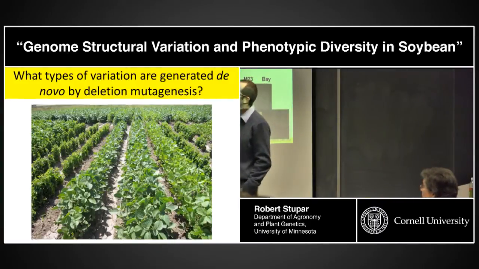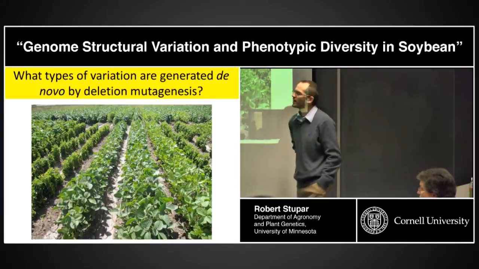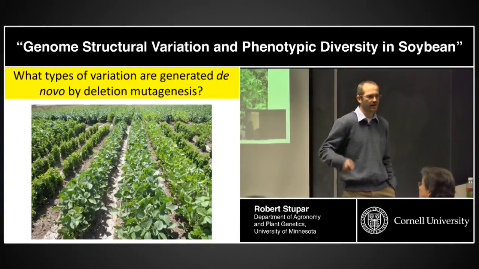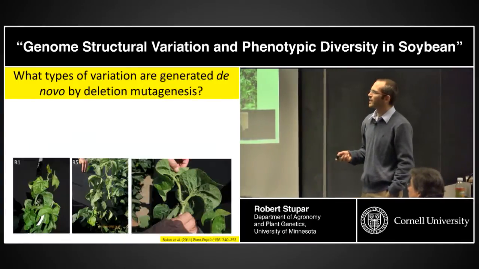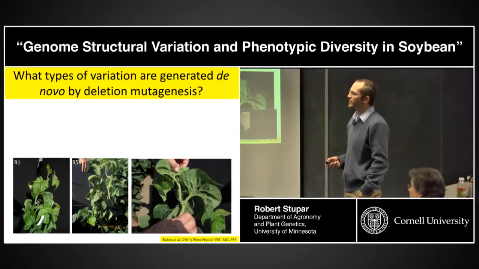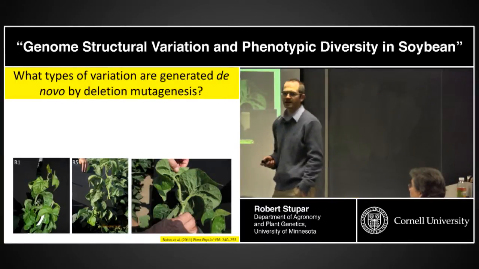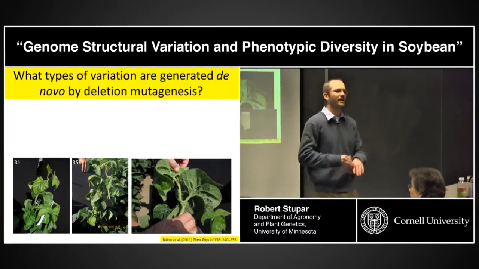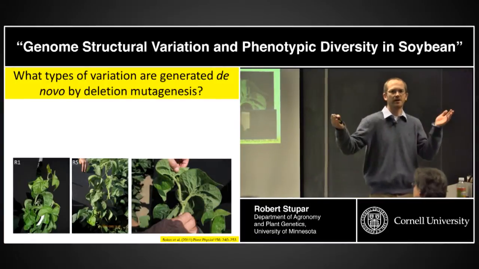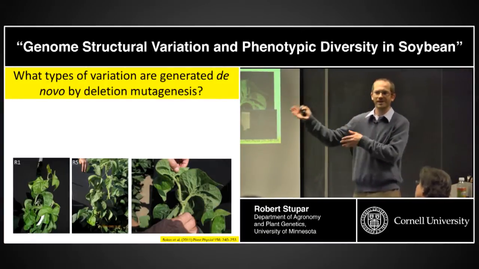So what types of variation are we generating using this deletion mutagenesis in the fast neutron population? Well, here's a kind of a neat example. This is a plant architecture mutant. We've done hundreds of these lines. We've actually done a couple hundred on the CGH platform now. I'm just going to show you one nice example.